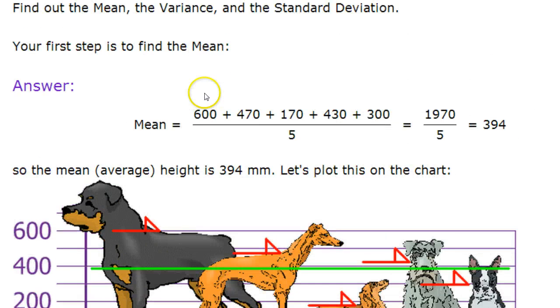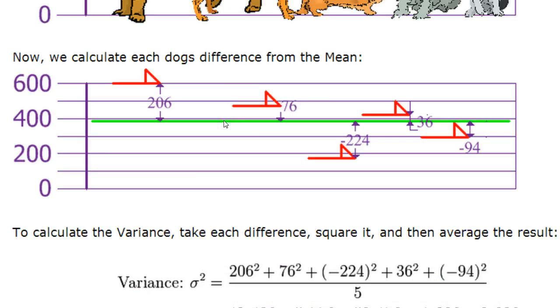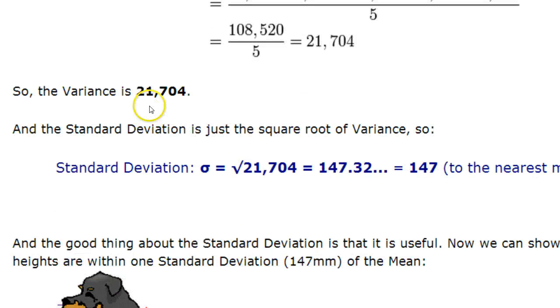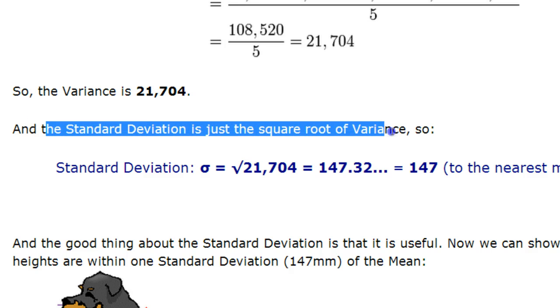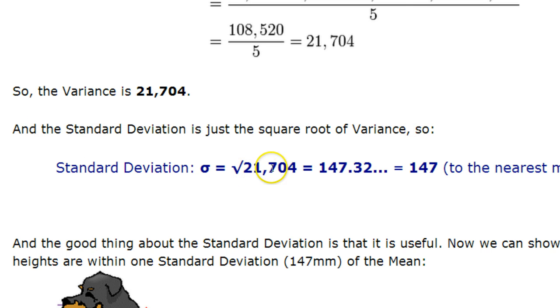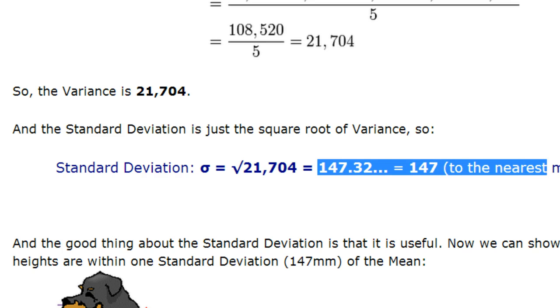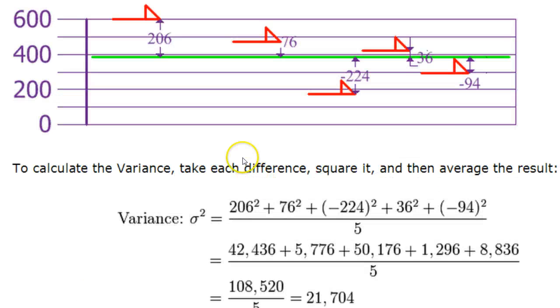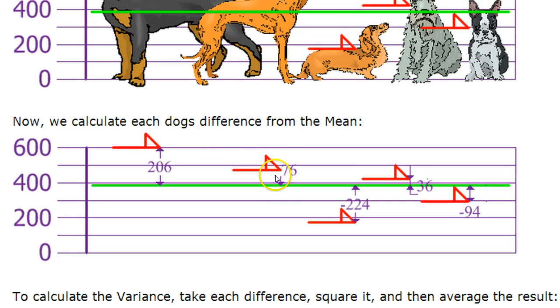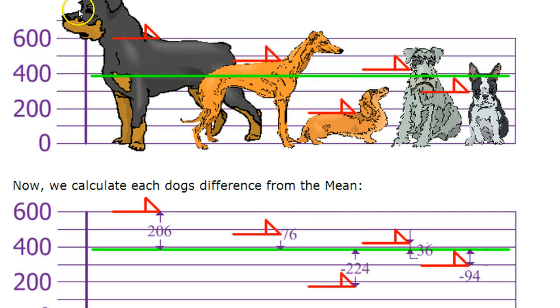Well, that doesn't make any sense, because if we look at the heights of the dogs, 600 millimeters is a lot. Now for the standard deviation, we just take the square root of the variance, and we get 147. So 147 millimeters standard deviation from the mean. If we take a look at that, this guy's well within the standard deviation, this guy's within, and this guy's within. However, this guy's out and this guy's out. So these guys are abnormally small compared with the rest of the population of 5 dogs, and this guy's abnormally large.